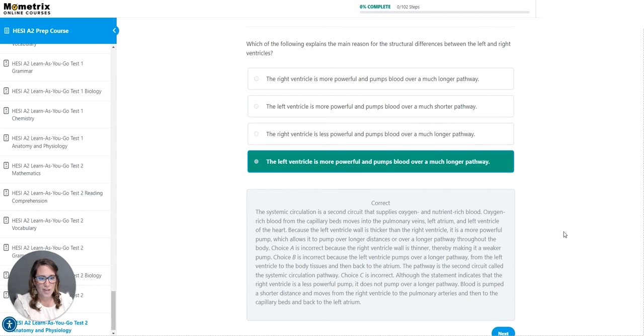That systemic one, it's also pumping that oxygen-rich blood versus on the right side, it's pumping that oxygen-depleted blood out to the lungs so it can get more oxygen back.